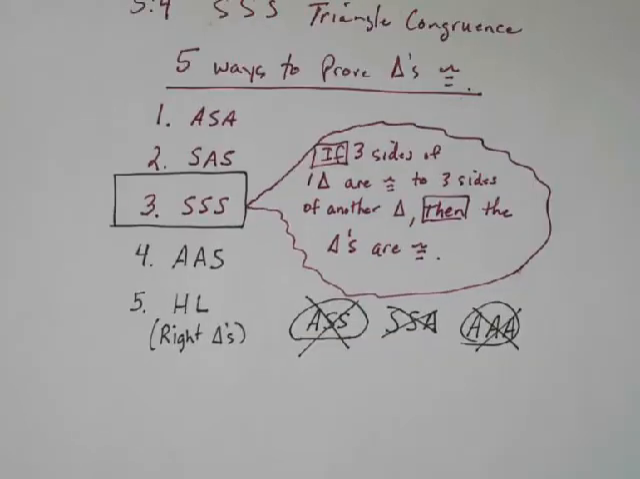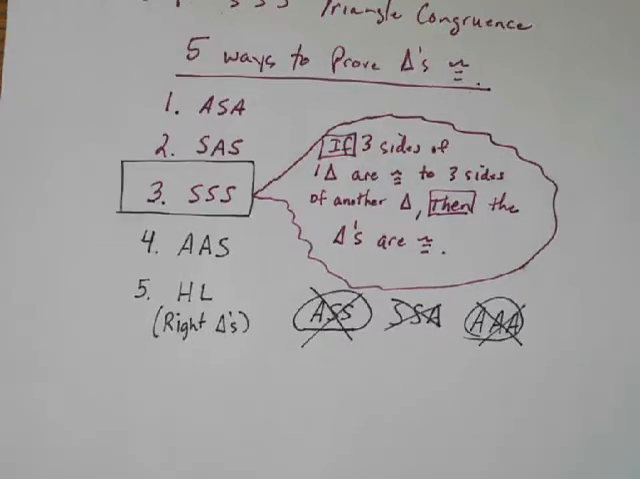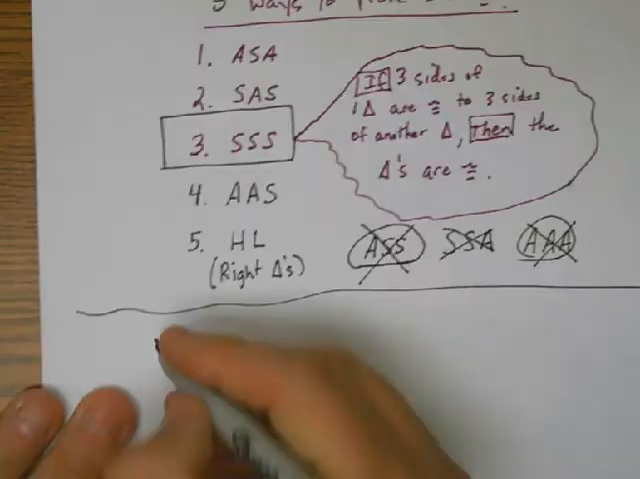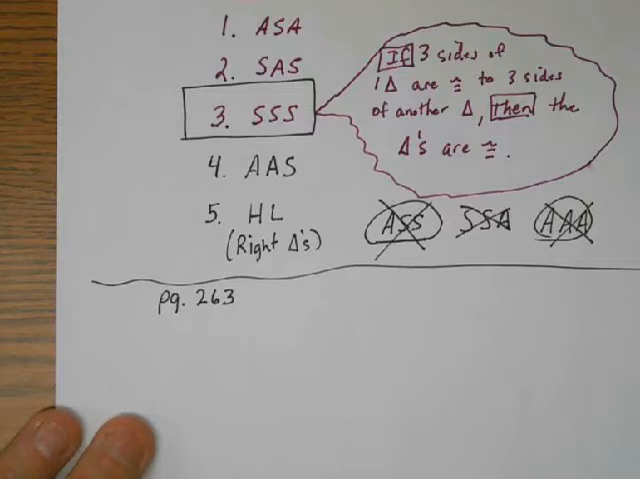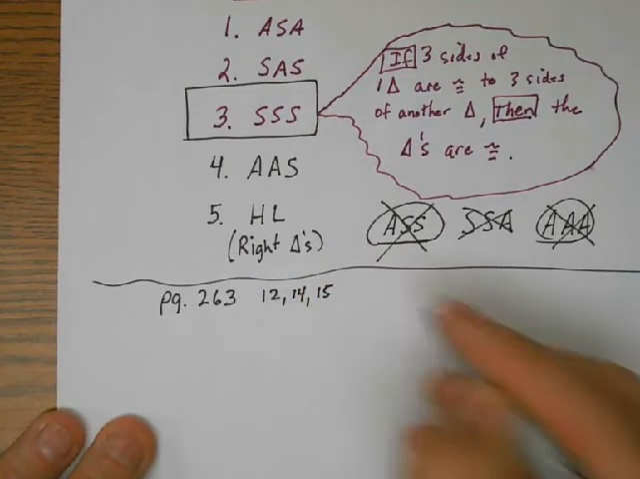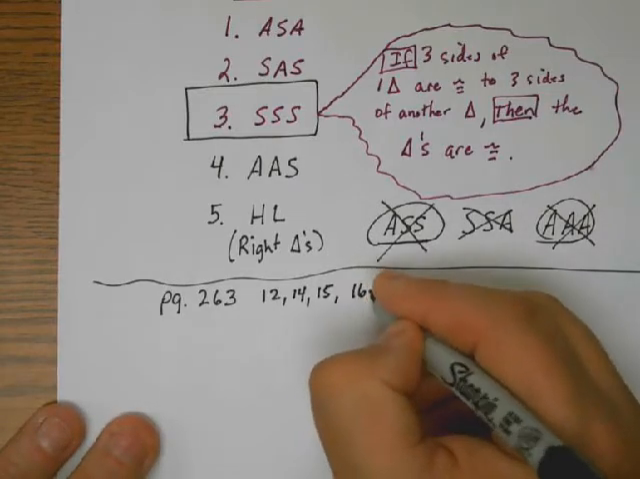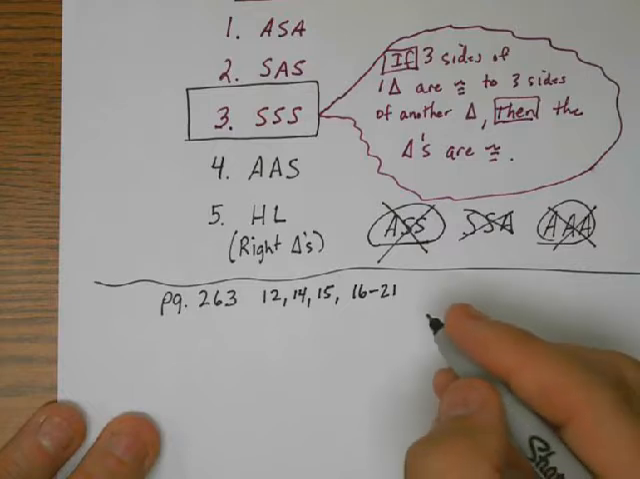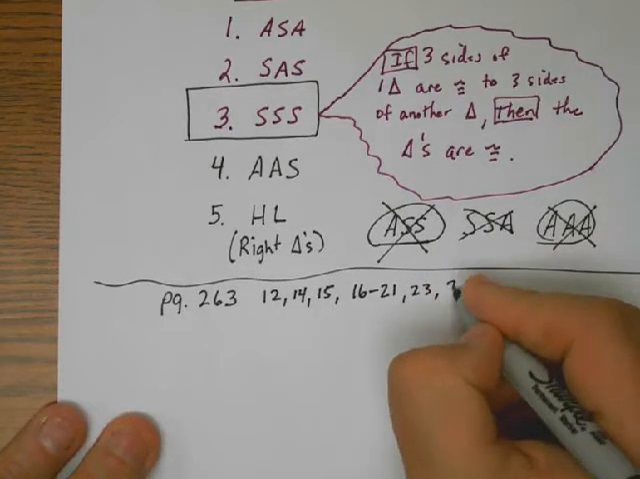Okay, so turn in your book to page 263. I'm going to give you the problems that we're going to do on the homework. We're going to do like 5 problems together: 12, 14, 15, 16 through 21, 23, and 27.